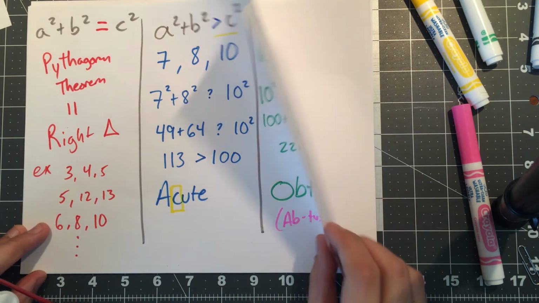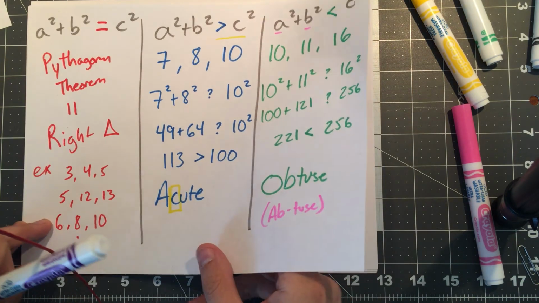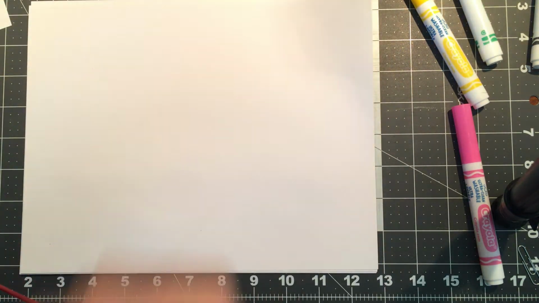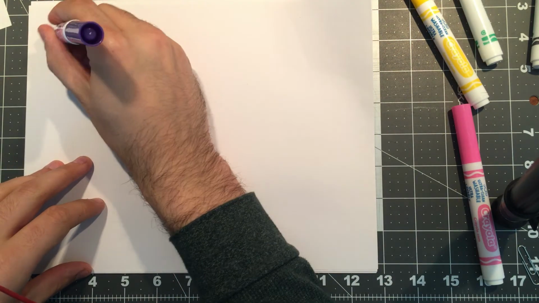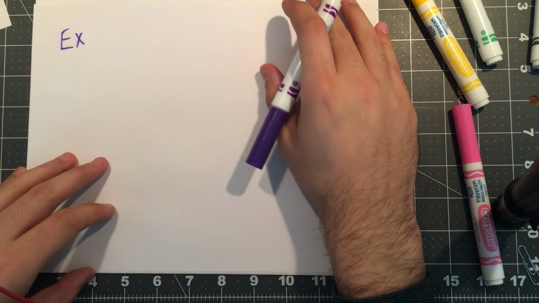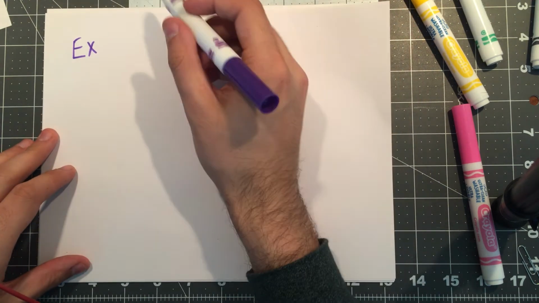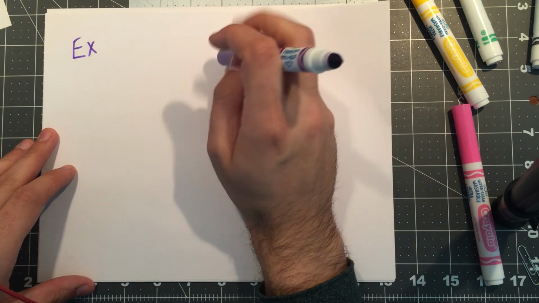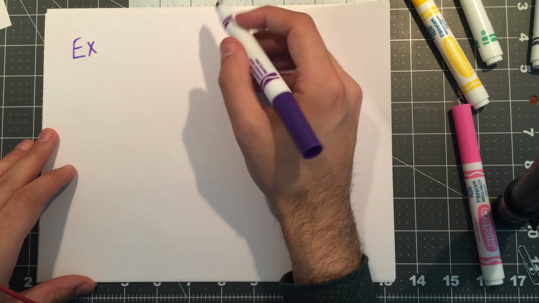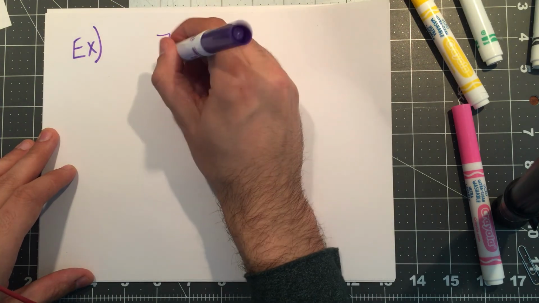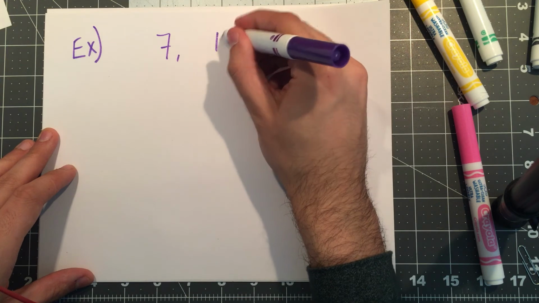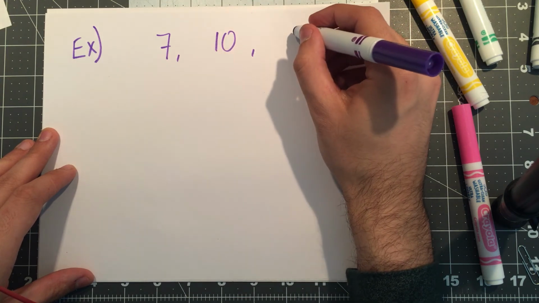So let's do one more example all together. Once again, the other part of this lesson is just the Pythagorean Theorem. Make sure you are very much okay with that. Make sure you practice that. You'll have some time to practice it in class. So let's come up with some numbers and see how they fare. How about 7, 10, and 13?